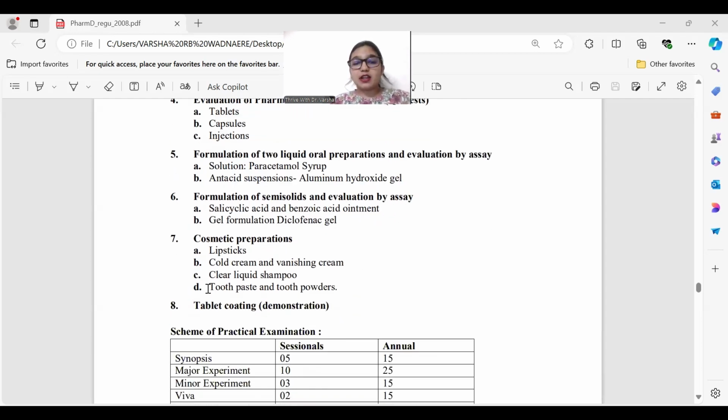And cosmetics now, wow, this was so good. Lipstick, cold cream, clear liquid shampoo, toothpaste, tooth powders. Now we use all this on a daily basis. Now you will learn also, okay, if this type of formulation is present in my shampoo or my toothpaste, this will not be good, or this is not a good formulation, or that product might have expired also, even though you can see the expiry date also.